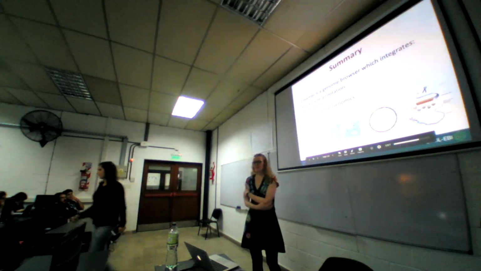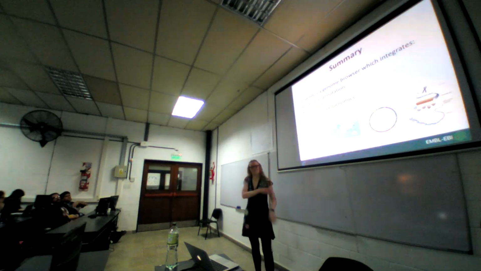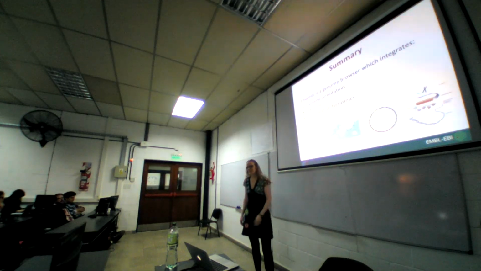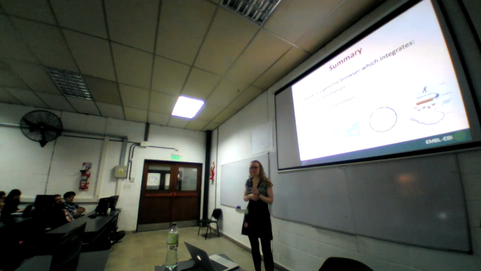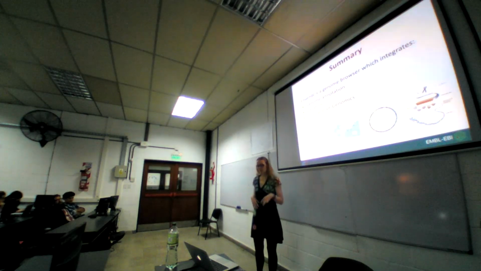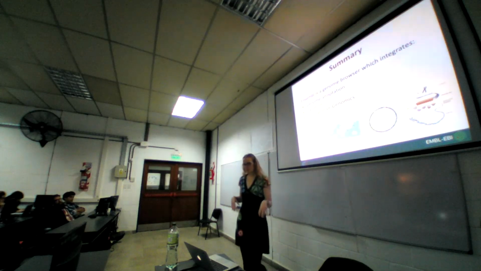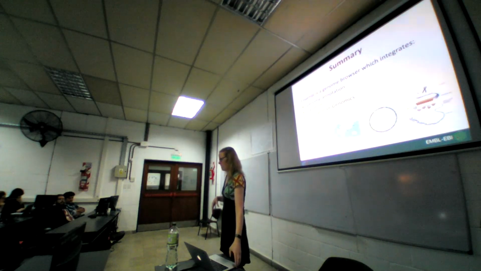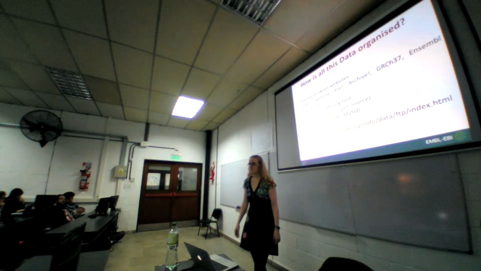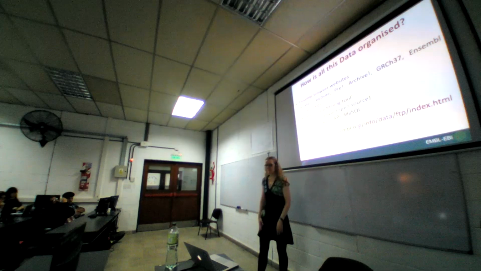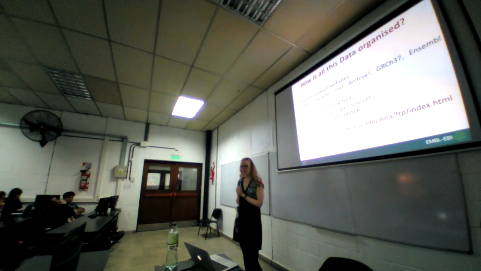Okay, to summarize today, I hope you have all learned that Ensembl is a genome browser that integrates different types of data, genome variation, annotation, comparative genomics, and also regulation, which we have not done today. This data is organized in a variety of ways. We have been mainly using the website today. There are archive sites. There's a GRCh37 archive. There's an Ensembl genome site.